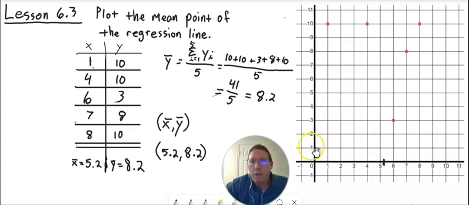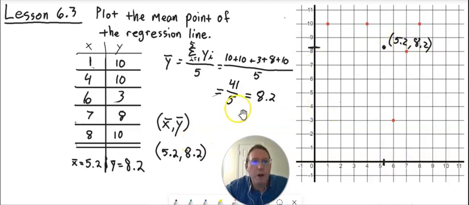And then for the y, we're going to go 1, 2, 3, 4, 5, 6, 7, 8, and a little bit past the 8, that is going to be 8.2. So this is about 8.2. So we're going to go over 1, 2, 3, 4, 5.2, and right about there is the mean point 5.2, comma 8.2. Okay? And that's all we're going to do in this lesson. I just want you to identify the 5 points, find the mean of the x coordinates, find the mean of the y coordinates, make those two means a point, and then plot that point.